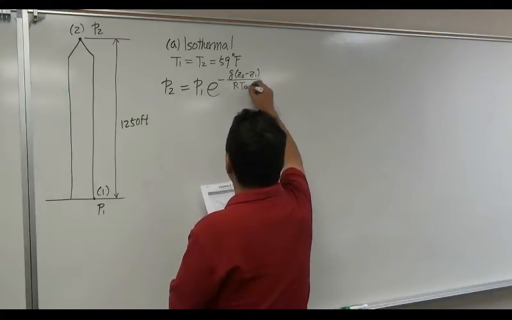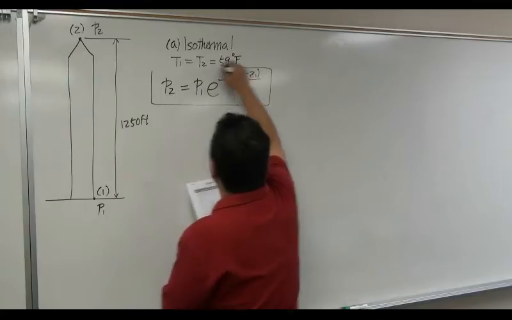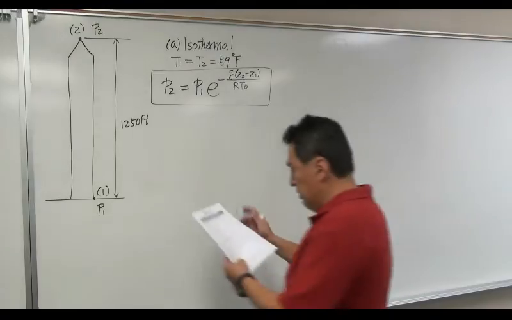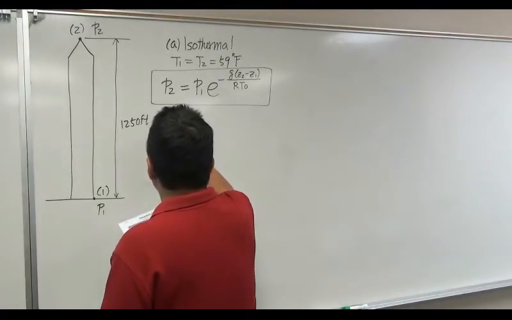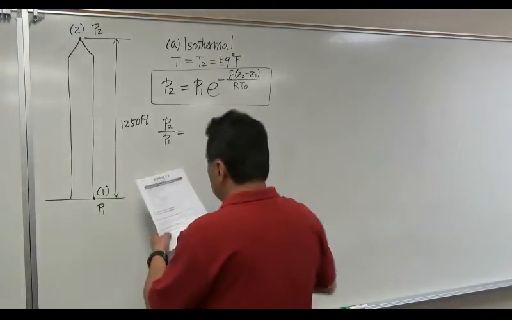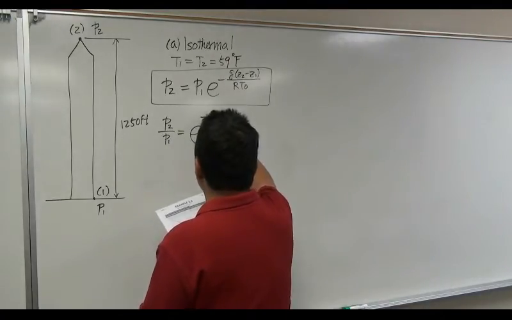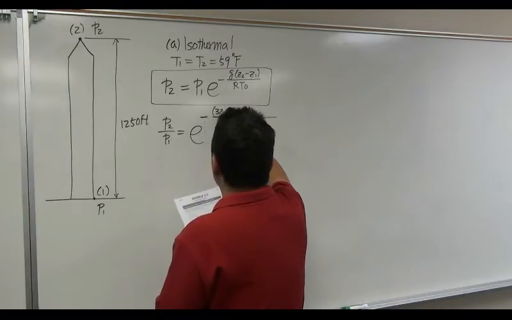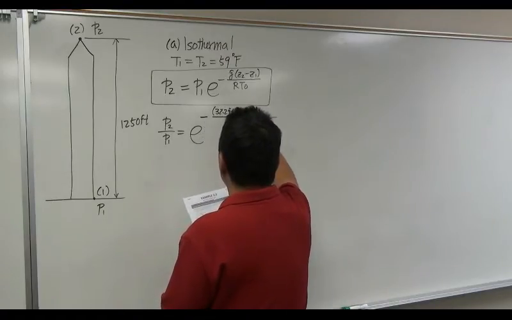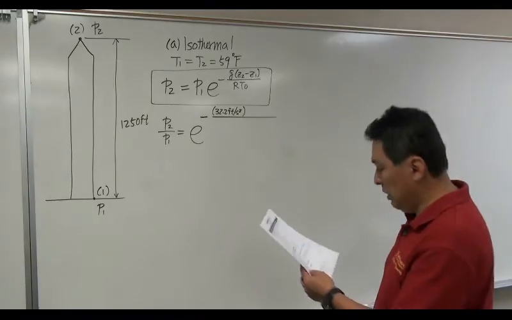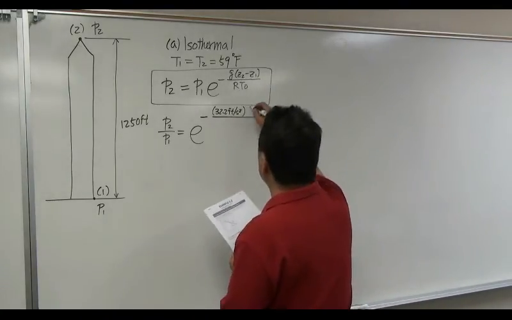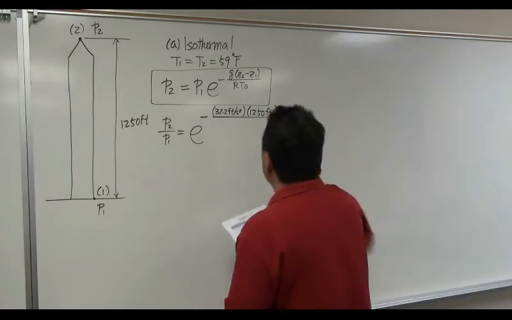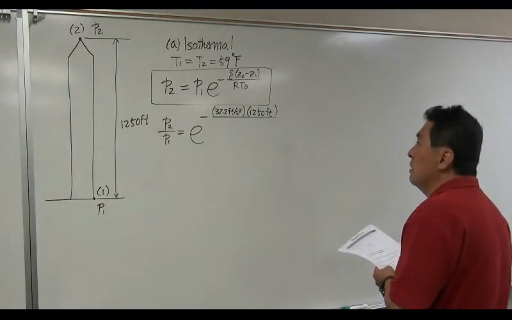So this is the equation we derived in the class, isothermal variation of pressure within atmosphere. So let's just find out pressure ratio P2 over P1. This is essentially exponential of that. So let's just plug in. Gravity, let's assume 32.2 feet per second squared. This is a standard sea level gravity. Z2 minus Z1 is 1,250 feet. Altitude difference between 2 and 1.